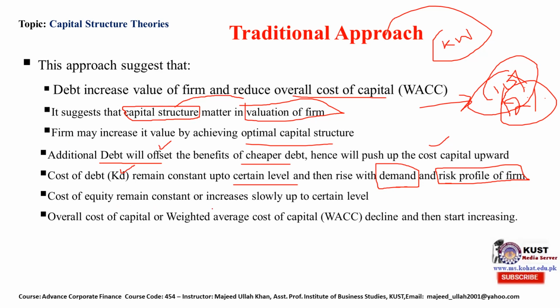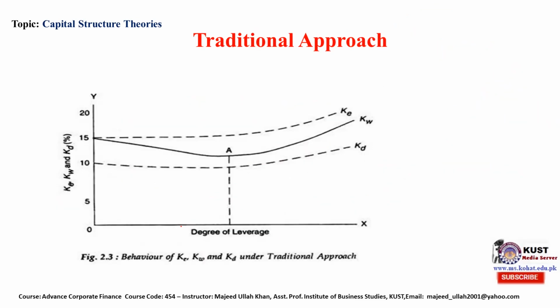Cost of equity remains constant or increases slowly up to a certain level. Cost of equity may remain constant, but it will also increase after a certain level. When the company's risk profile increases, shareholders will expect more from the company. Overall cost of capital will decline and then start increasing. This is basically how we can gauge an optimal level of weighted average cost of capital. Let me explain here.